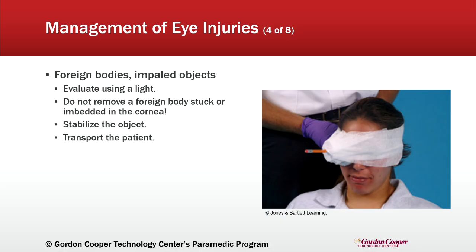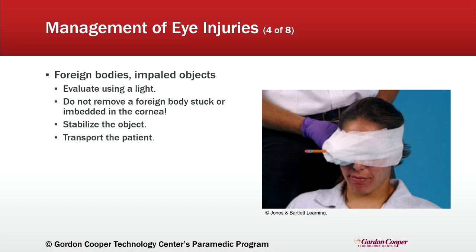You should carefully evaluate the entire eye with a light and note any blood or discoloration of the sclera. If a foreign object is on the surface of the eyelid, you may be able to remove it with a moist, sterile cotton-tipped applicator. Never attempt to remove an object that is embedded in the cornea or is on the eye itself. To help dislodge a foreign object, you can irrigate the eye with sterile saline solution.